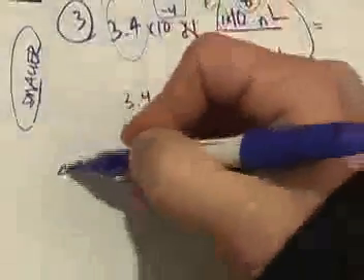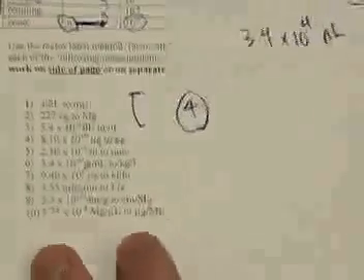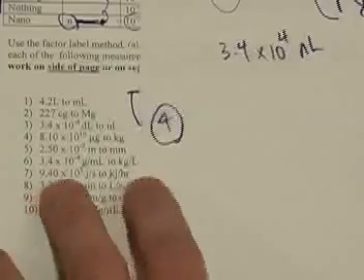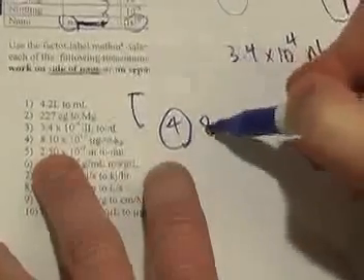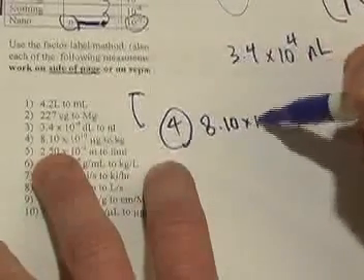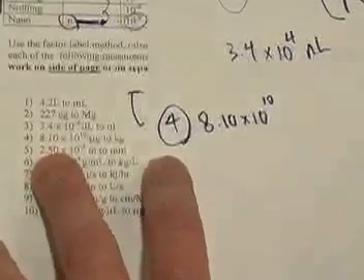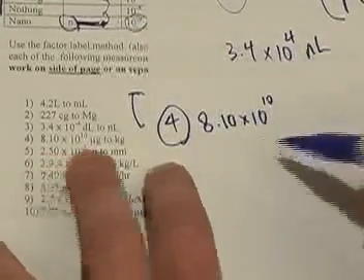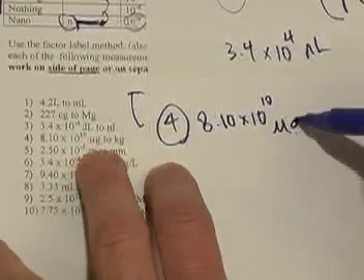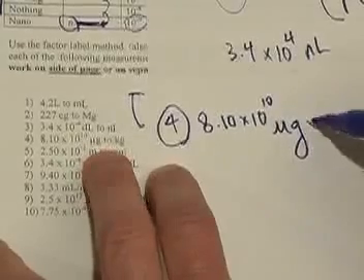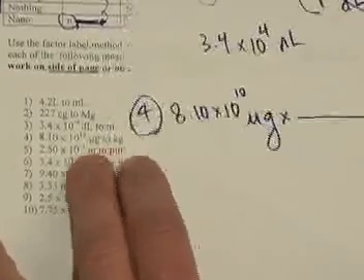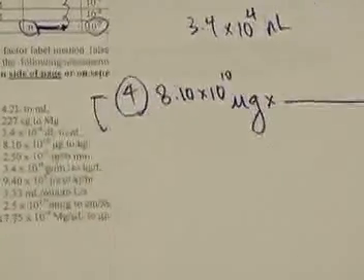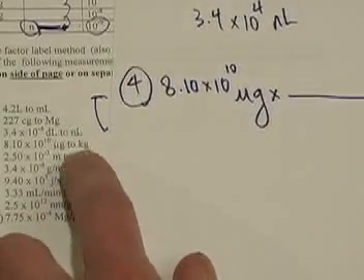That's number 3. Number 4 says 8.10 times 10 to the 10th. Remember, these are the steps. Write out what you have, put the units on them, and it happens to be micrograms, and then put a multiply sign and put a line. And it wants you to go to kilograms.